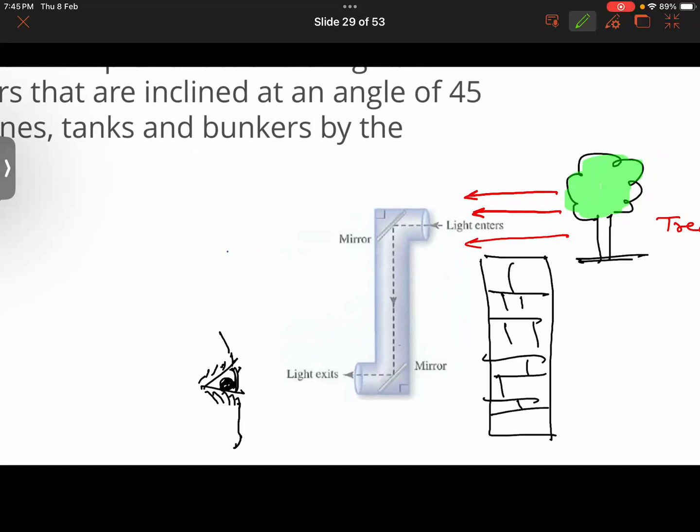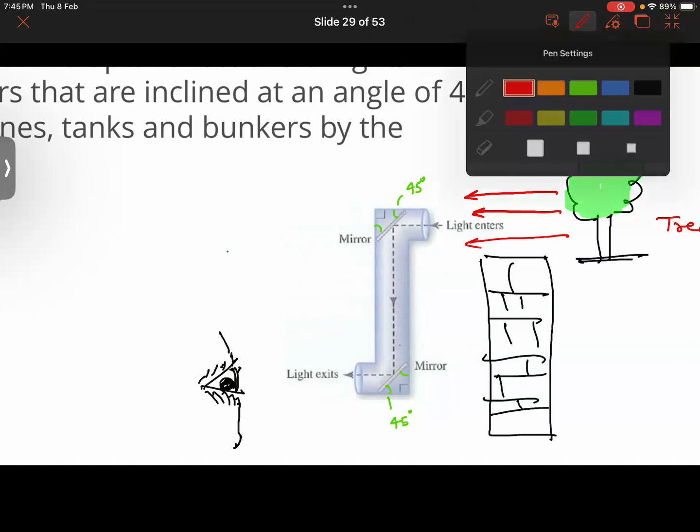The angle at which they are inclined is 45 degrees. These two angles are also 45 degrees each. So the light rays will be coming from the tree, and first of all it will fall on this mirror and get reflected from it. Then it goes on to fall on the second mirror. Again, it is reflected, and then the reflected light rays reach your eyes, and hence you are able to look at the tree.